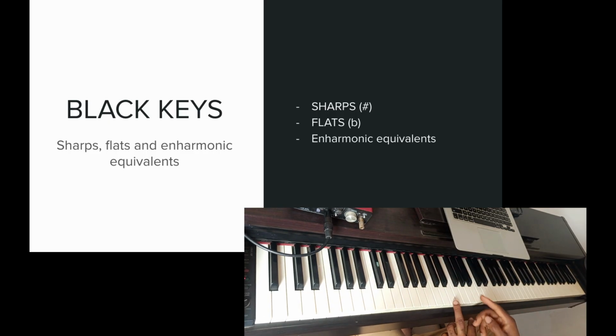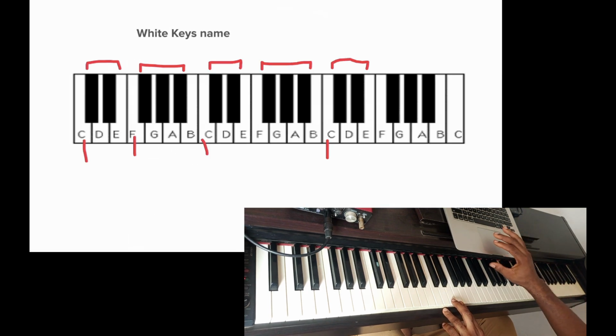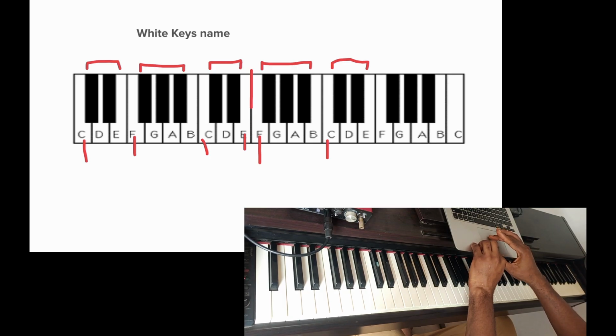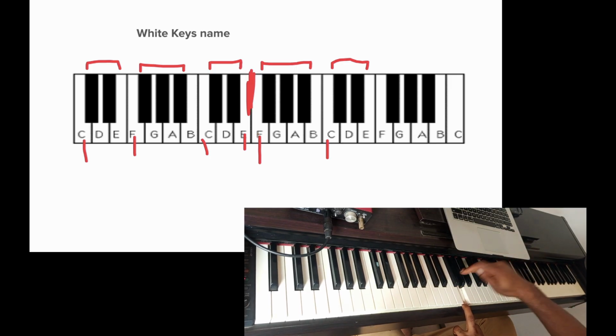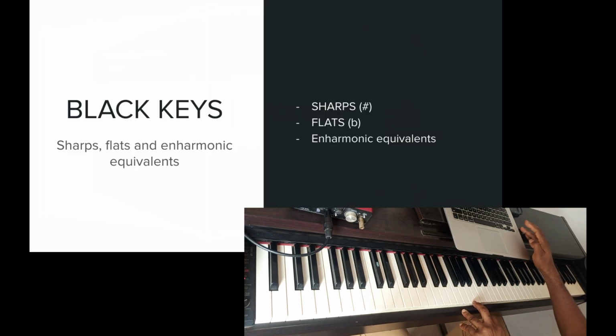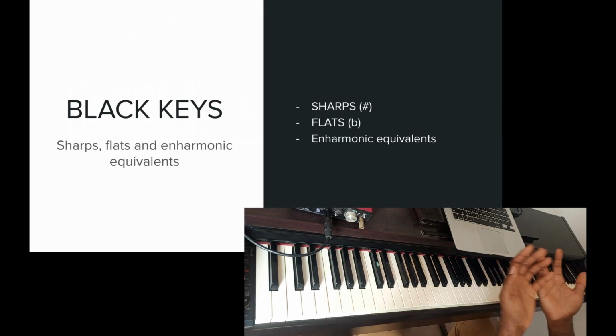You notice there is no black key between E and F. Let me go back to my slide. There is no black key between E and F here. There is no black key here. So the distance between E and F is one semitone. So this is E and this is F. This is F sharp, this is G, this is G sharp, this is A, this is A sharp. So we've learned the first term in the list of three terms to understand before we know the names of the black keys.